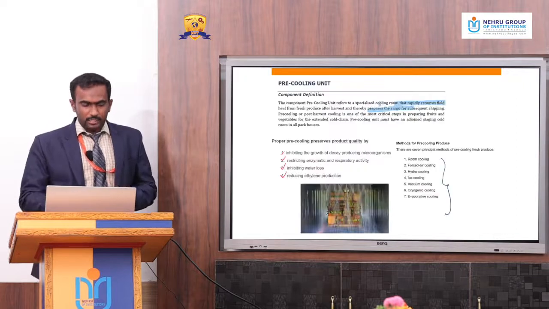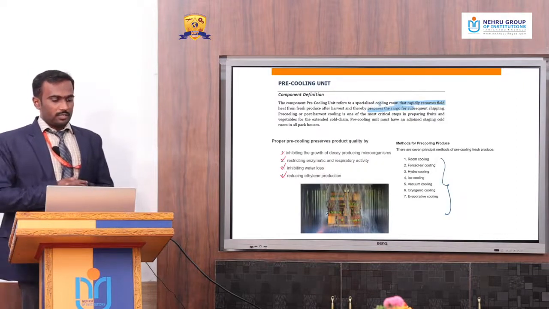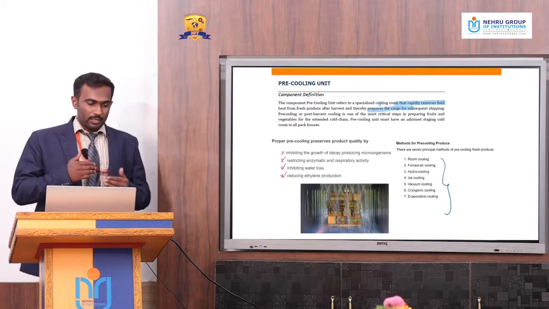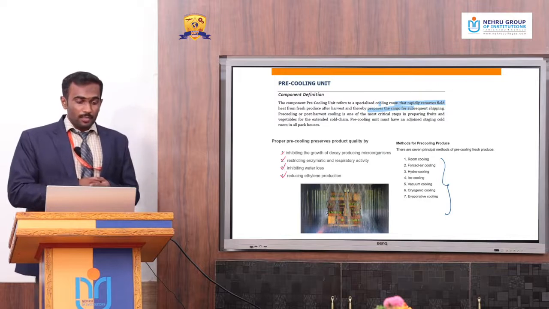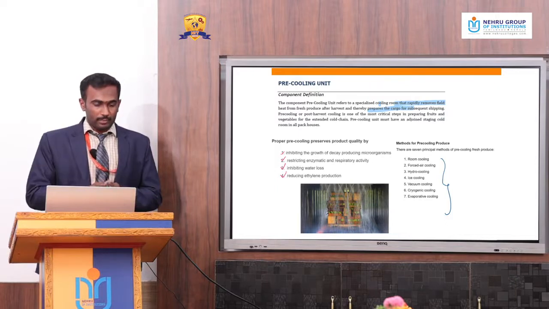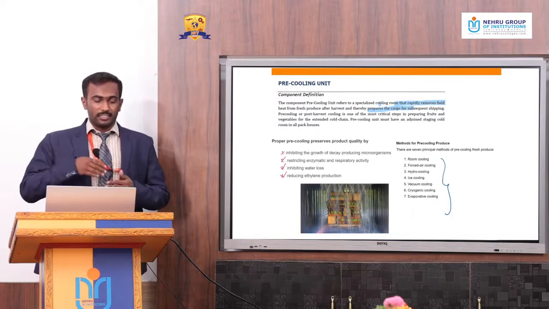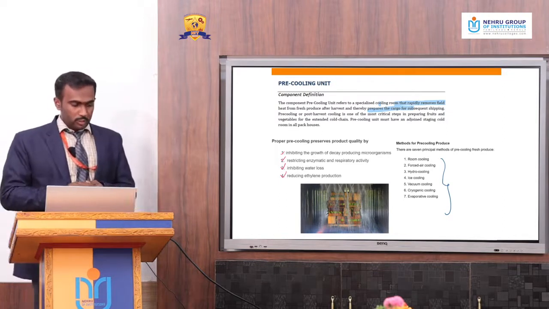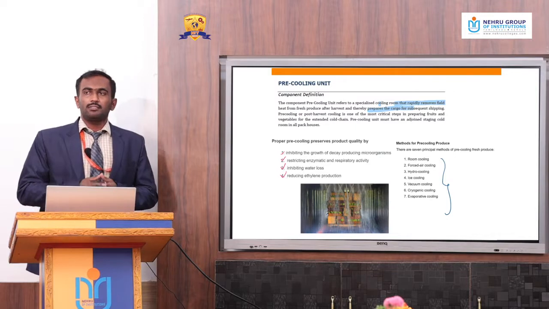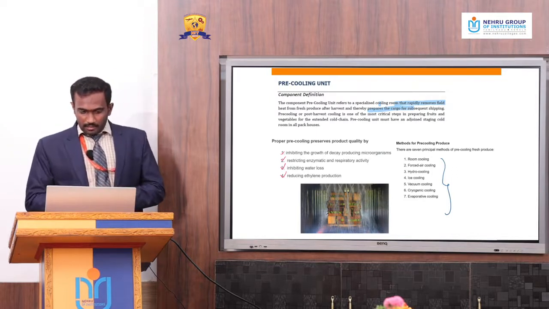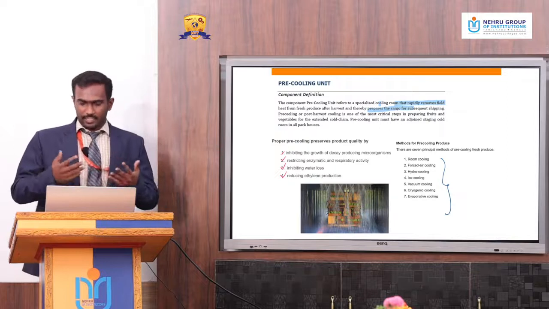Coming to the first unit, the pre-cooling unit, we cool the product to the proper temperature so as to reduce the field heat. Why do we reduce the field heat? To inhibit the growth of microorganisms, restrict enzyme activity, inhibit water loss, and reduce ethylene production. These are the things that are arrested when we store at a cold temperature. There are different methods, which we will discuss in the next class.